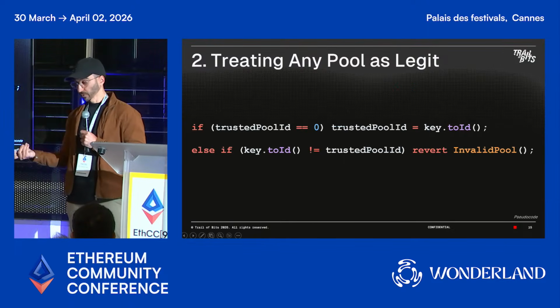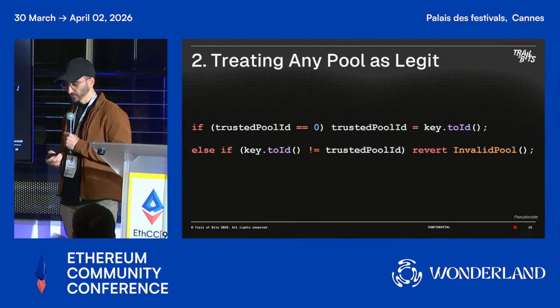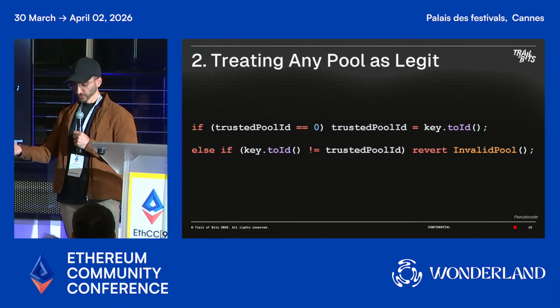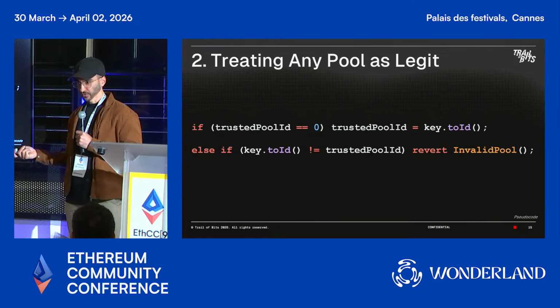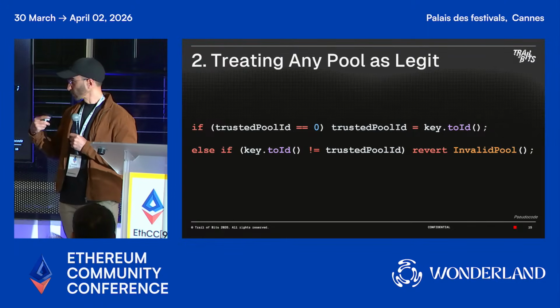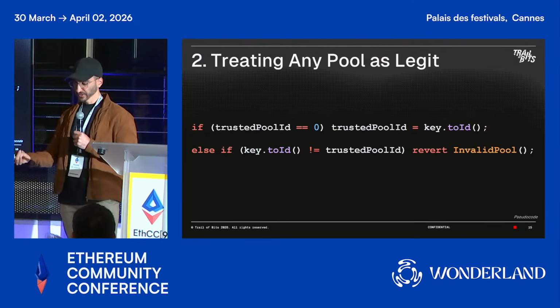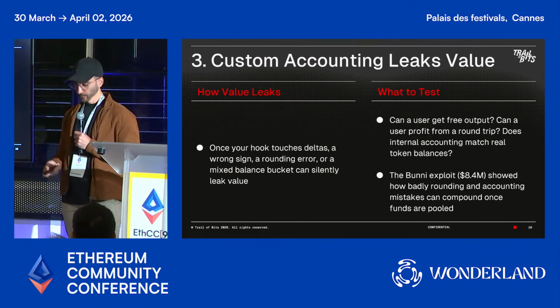And this is a very simple pseudo-code kind of way to do it. At initialization, you make sure you store the right pool, and on every single other call, of course, if you are in a one pool setup, you will make sure that it's the right pool, otherwise you revert.